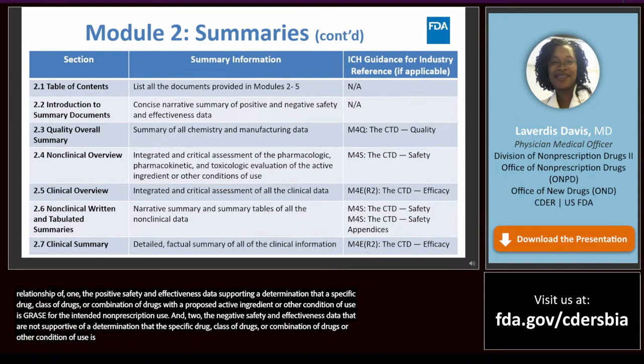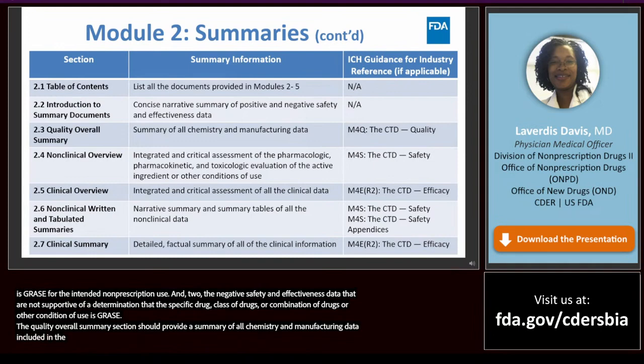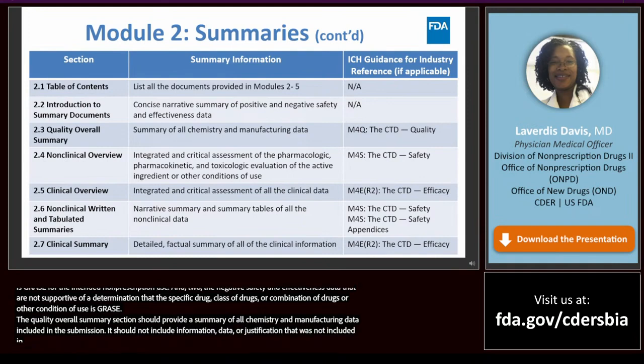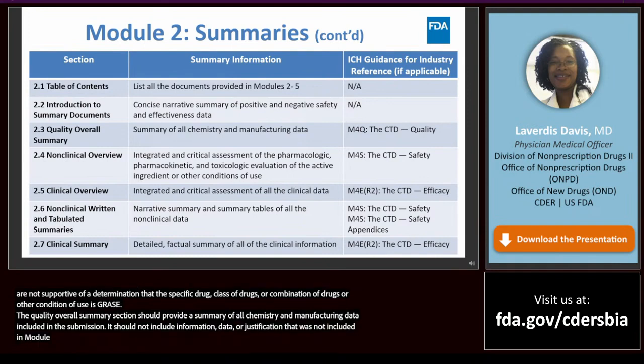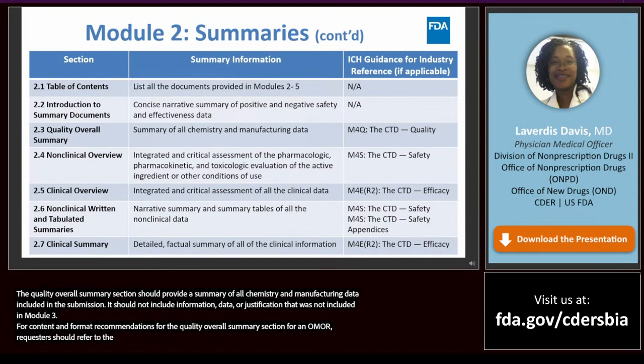The quality overall summary section should provide a summary of all chemistry and manufacturing data included in the submission. It should not include information, data, or justification that was not included in Module 3. For content and format recommendations for the quality overall summary section for an OMOR, requesters should refer to the ICH Guidance for Industry, M4Q, the CTD Quality.